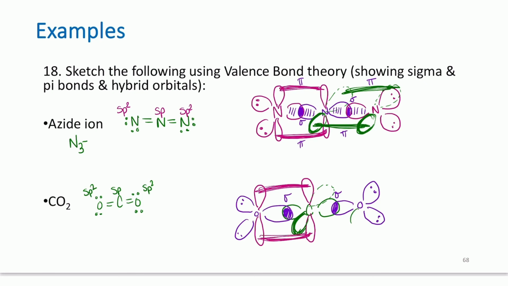And this oxygen also has 1 unhybridized p orbital that it also uses to form a pi bond to that central carbon.